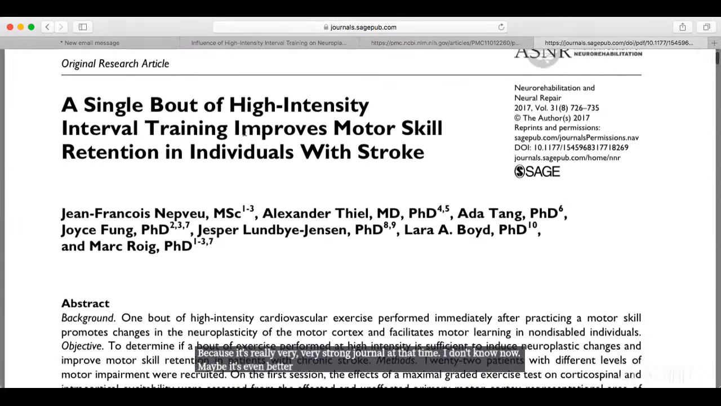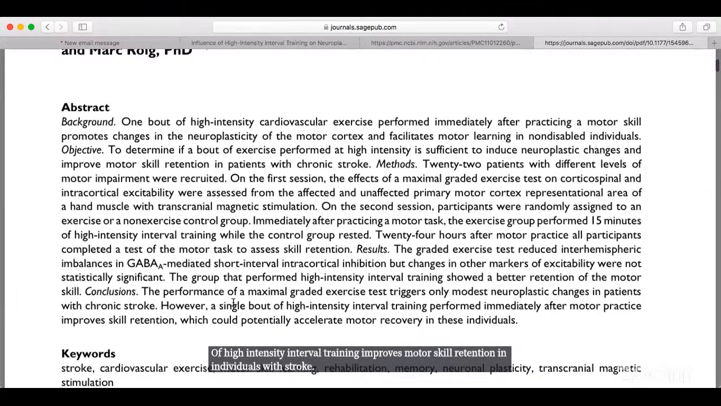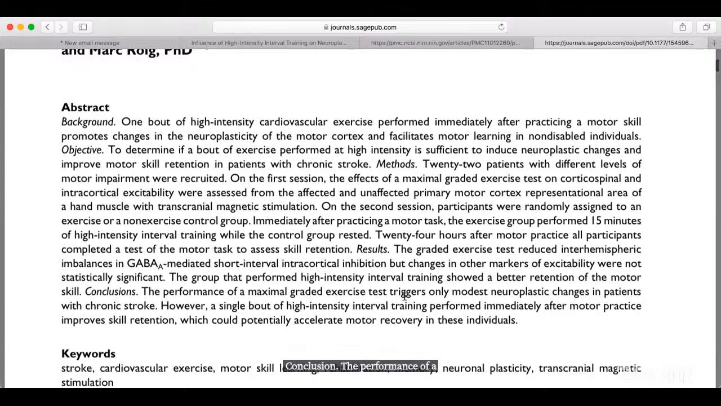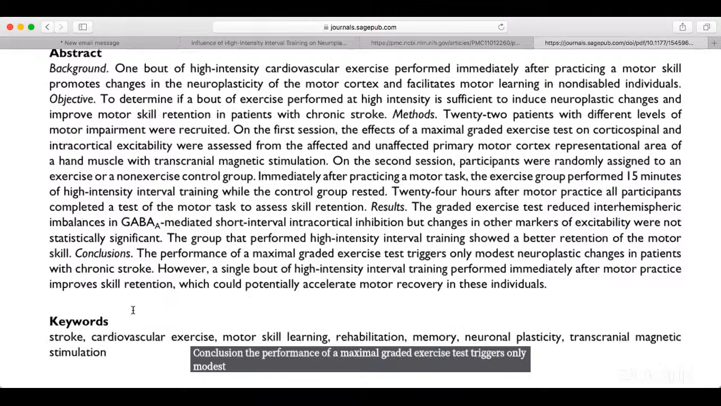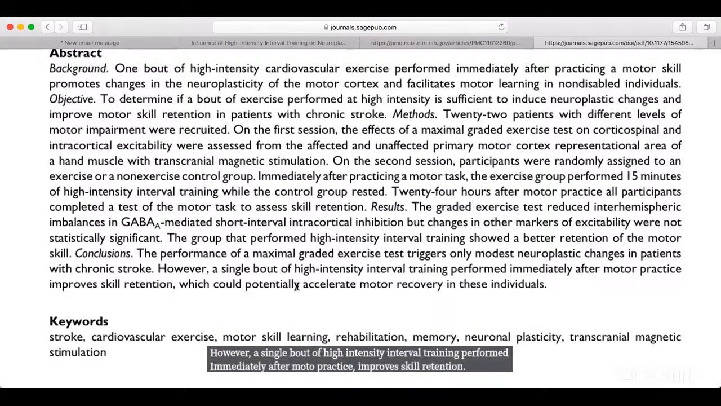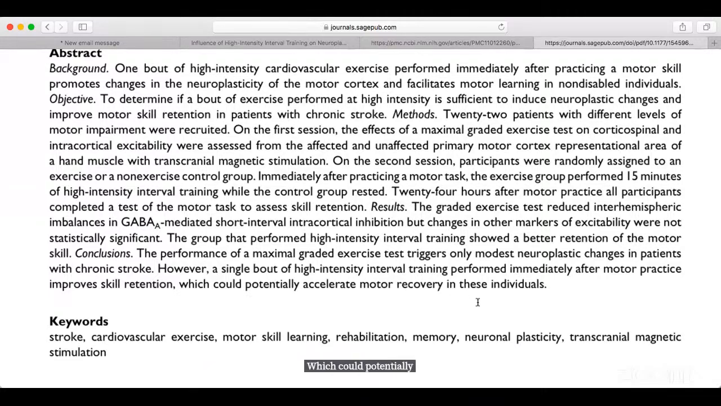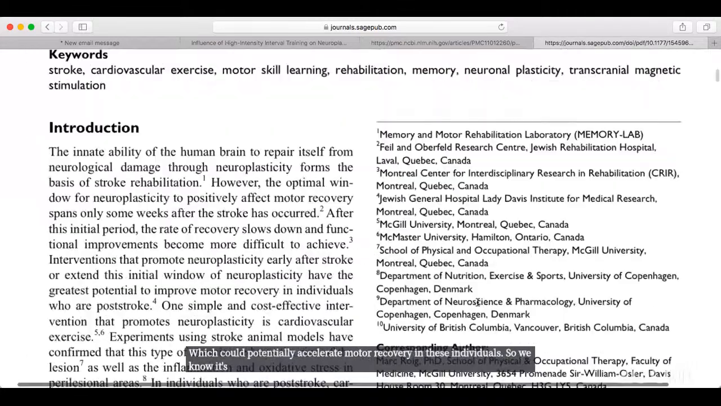A single bout of high-intensity interval training improves motor skill retention in individuals with stroke. Conclusion: the performance of a maximal graded exercise test triggers only modest neuroplastic changes in patients with chronic stroke. However, a single bout of high-intensity interval training performed immediately after motor practice improves skill retention, which could potentially accelerate motor recovery in these individuals. So we know it's good because the conclusion says it is.